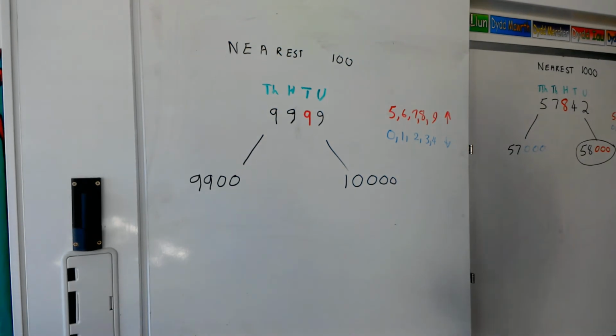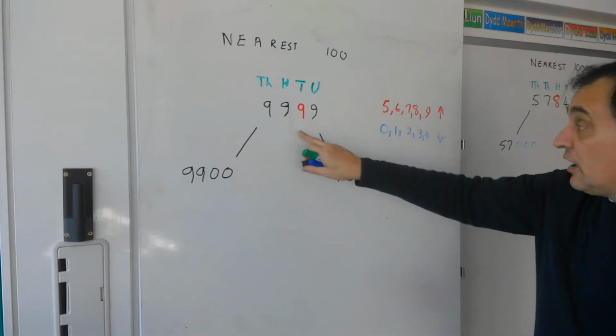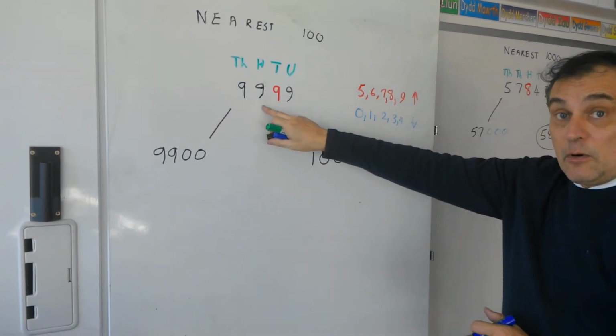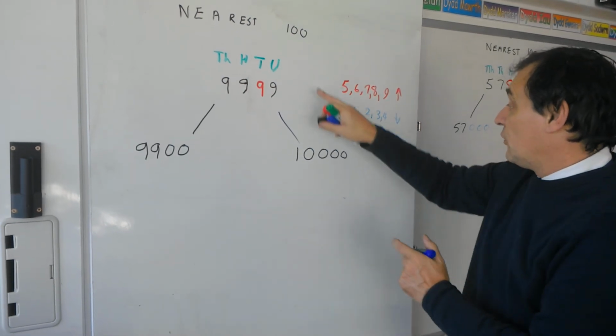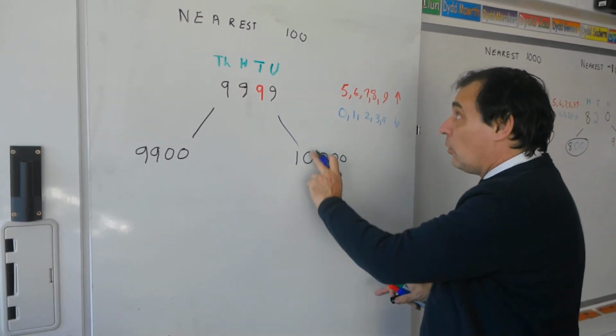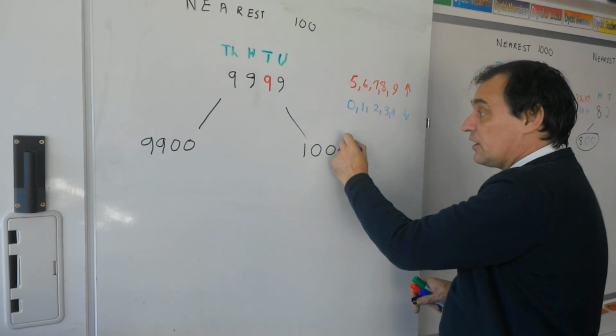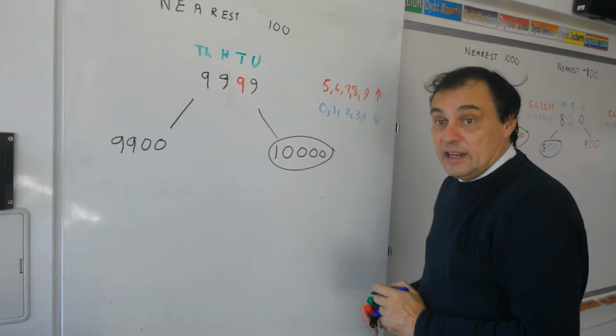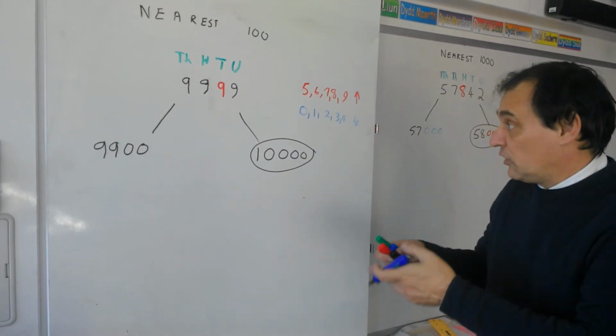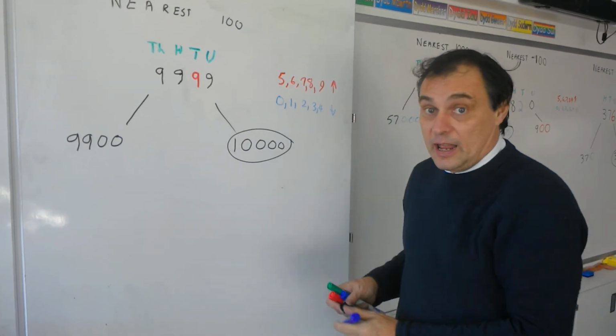Looking at those two, the red 9 means I take the upper option because it's making that one go up. So to the nearest 100, even though it's got more than 2 zeros on the end, the correct answer in this case would be 10,000, as we're using this process of knocking on like a chain reaction.